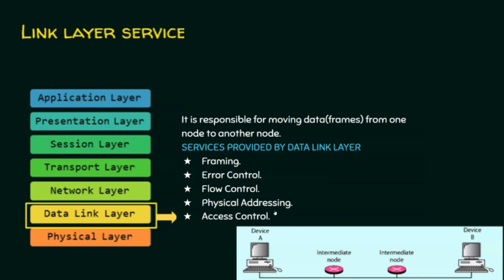Various services are provided by the data link layer, including framing, error control, flow control, physical addressing, and access control. Already we have seen framing and error control. In error control, we have seen error detection techniques. Now let's start with what is flow control. See in the next video.